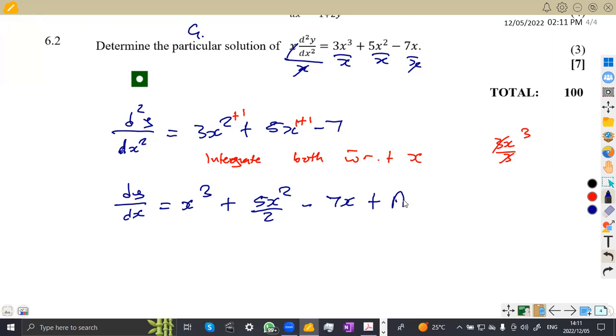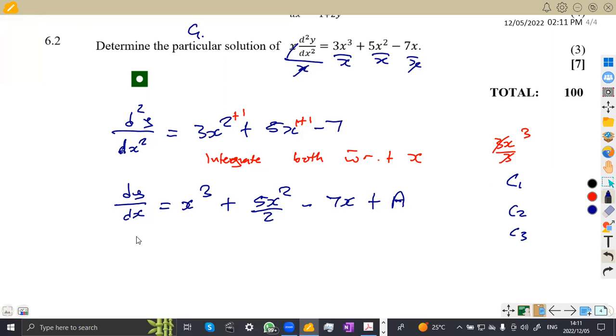So this time I'm going to use a. You can choose C1, the other one will be C2, C3, and so on. But if you choose A, then the other one will be B, and so on. Okay. So at this stage, we need to find the value of y. So we're supposed to integrate again both sides.